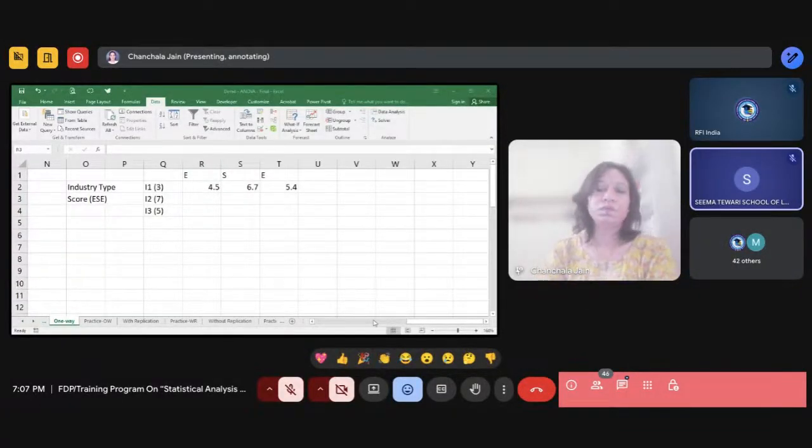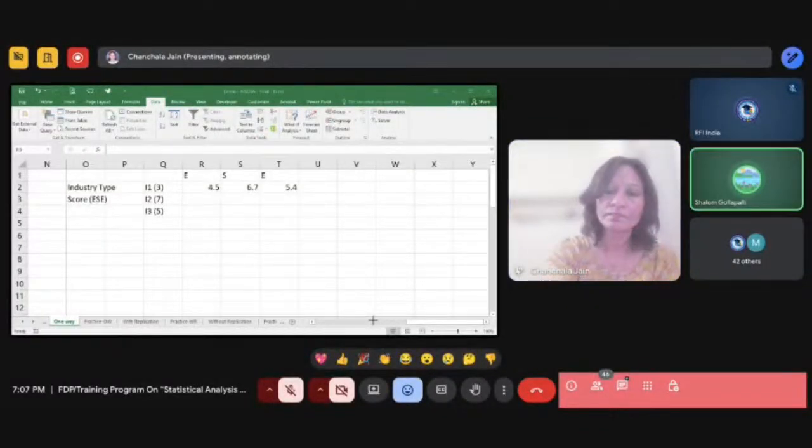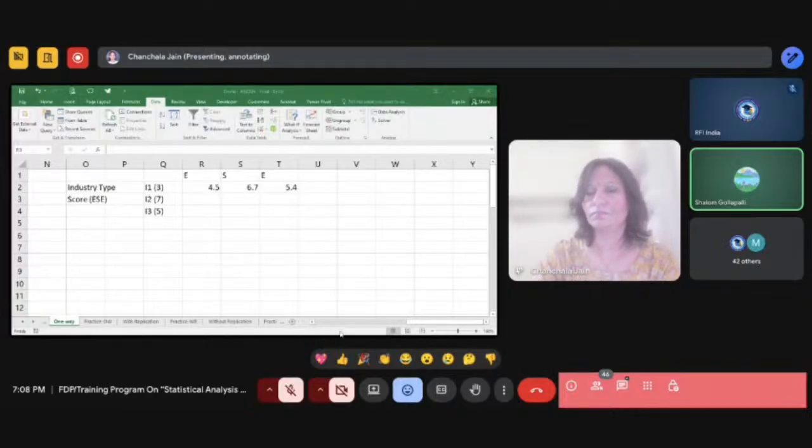Ma'am, for this ma'am's question, maybe we should do two-factor with replication. Is that correct, madam? If I also come across a similar situation, then two-factor. It is two-factor without replication. It was without replication, ma'am. But there are 3 companies, 7 companies, and 5 companies. That is not replication, madam. That is not replication. Yes, that is what I'm telling you.